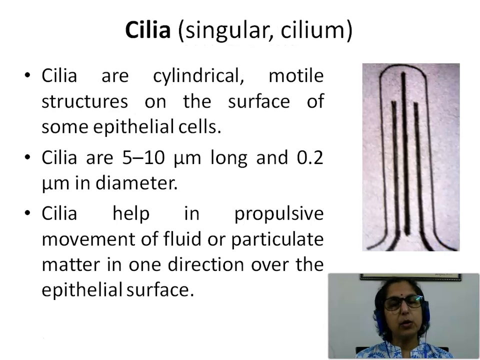Next, we go on to study the cilia, singularly called a cilium. Cilia are cylindrical, motile structures on the surface of some epithelial cells. They are 5 to 10 micrometers long and 0.2 micrometer in diameter. They help in propulsive movement of fluid or particulate matter in one direction over the epithelial surface. And what we see here is a longitudinal section passing through a cilium.